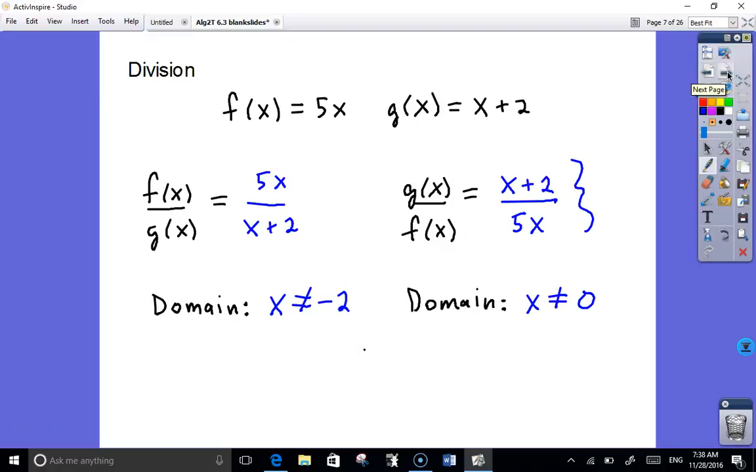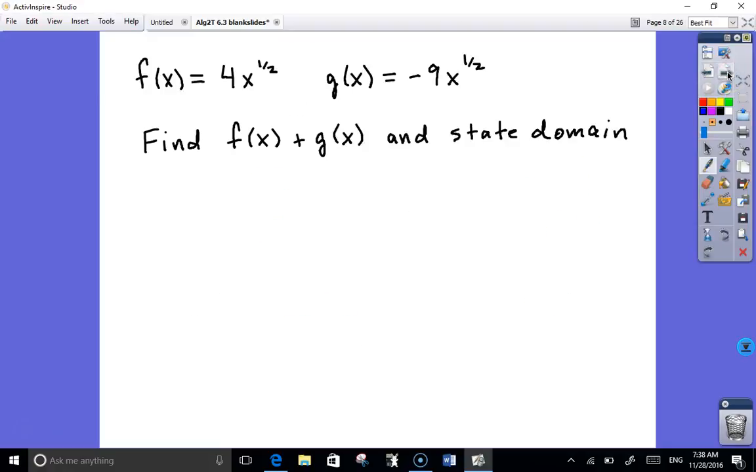Okay. So that's a divide. Now, those are just basic examples to show you. Now I'll get into that. I'm going to show an example, then you do the you-try. Their examples in the book are not using polynomials. You could see these are actually rational exponents. These are radicals, so that's not a polynomial. So find f of x plus g of x and then state the domain.